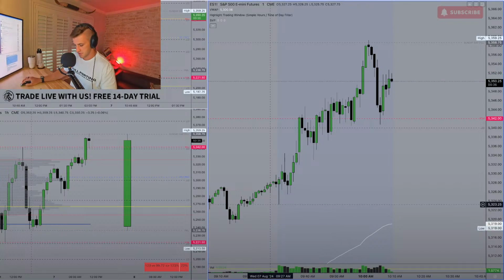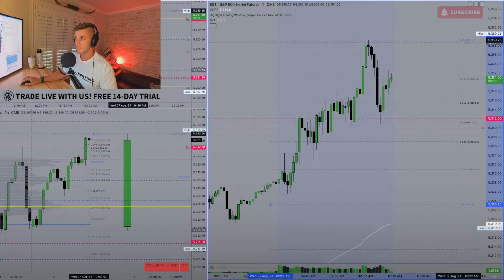Let's get some fibs drawn again. Wow, ES, look at that. ES was arguably the better trade. You have a level of interest, you have prior day high, you have the fib.